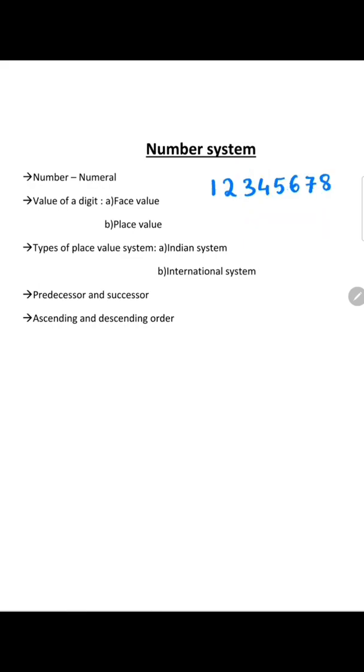Now if I ask you a question, what is the place value of 2 in this number? Then we have to write 2 into, 2 is situated in 10 lakhs place. So 2 into 10 lakh, which gives us 20 lakh. So the place value of 2 in this number is 20 lakh.